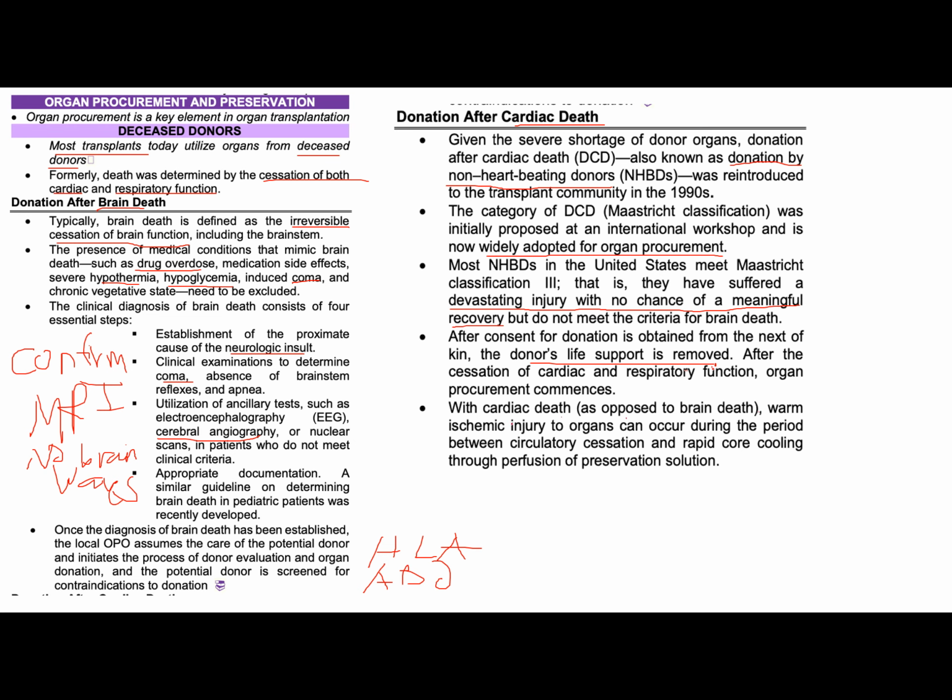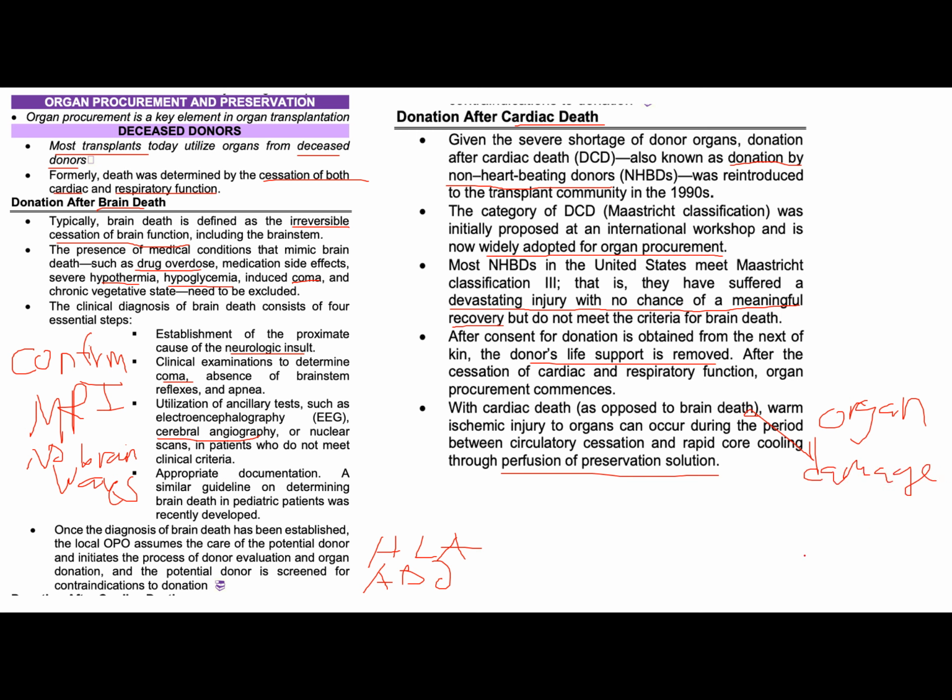With a cardiac death, class, warm ischemic injury to organs can occur during the period between circulatory cessation and rapid core cooling through perfusion of preservative solution. Ang problem kasi, class, sa cardiac death, just to explain this last paragraph, is that there could be possible organ damage. Why?